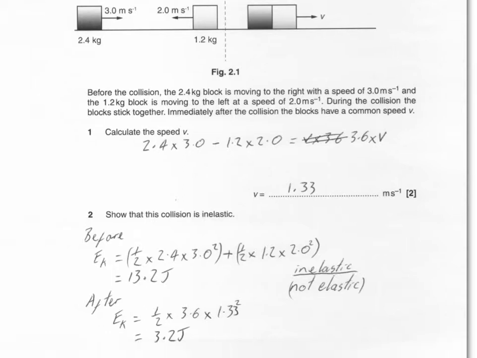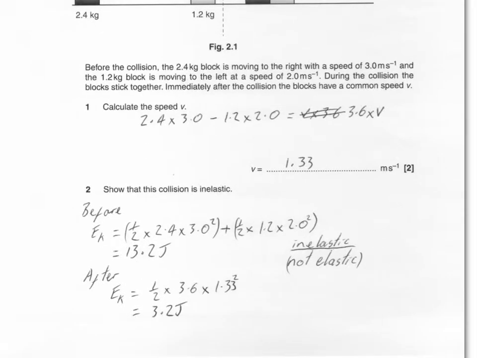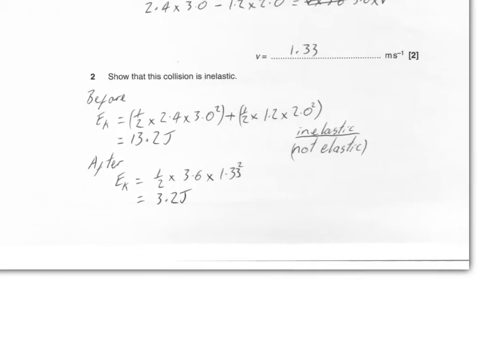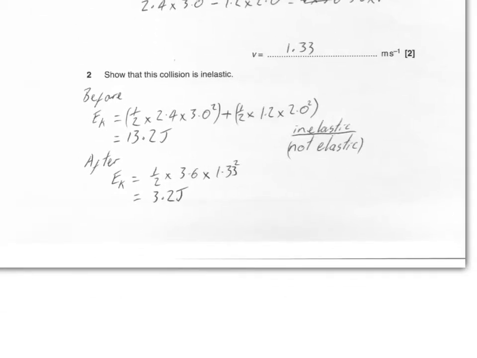When I look at afterwards, I've simply got one mass, so I've got a half times the total mass times the 1.33 squared. I could treat them as 2 separate masses, both at 1.33. That would work fine. What you'll see is those 2 numbers aren't equal, and therefore it is an inelastic collision. That's taken us that far.